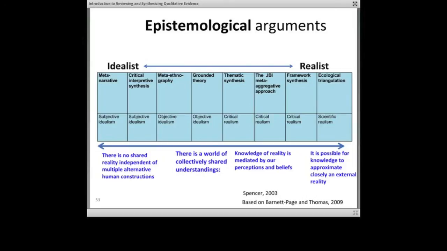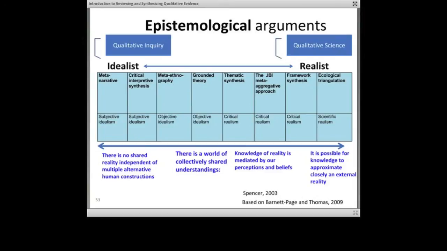So that means that every synthesis, every meta-level type of product, is actually colored through the lens of the review author. Depending on where you are, some of these approaches would link better to your personal position than others. And that's a different axis for you to choose. So there's the purpose and the aim of your review. There's the position that you have about what is knowledge and how we can generate that. And it links a bit into the difference between people who are on the inquiry side of qualitative evidence or on the more empirical scientific side of generating qualitative evidence. So it links into that sort of debate.